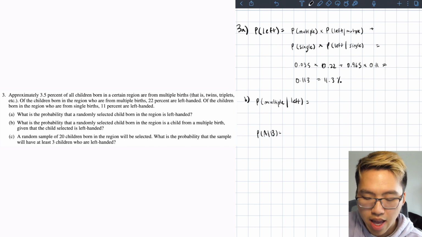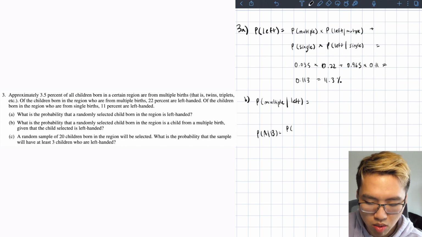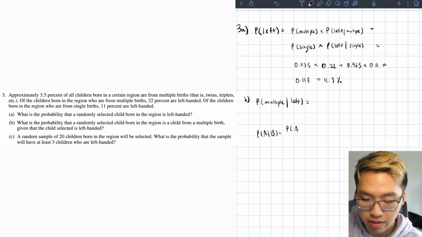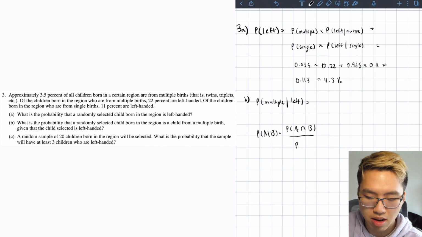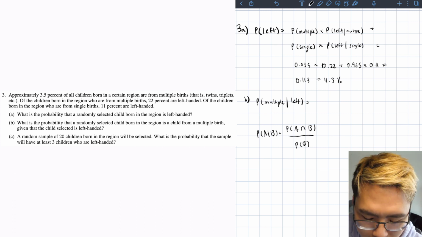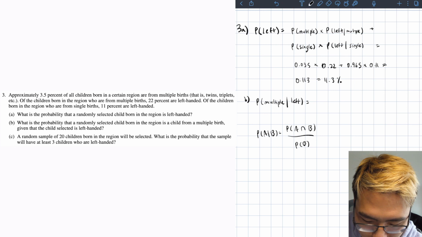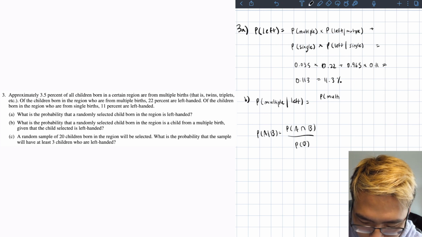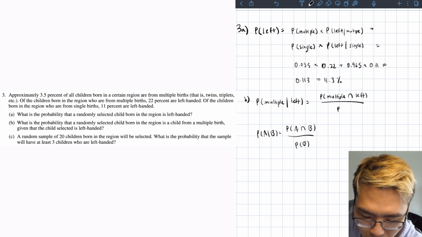It's P of A given B, or event A given event B, is equal to the probability of event A and event B occurring together divided by the probability of event B. So when we write it out in our scenario here, it's the probability of being from a multiple birth and being left-handed, all over the probability of being left-handed.